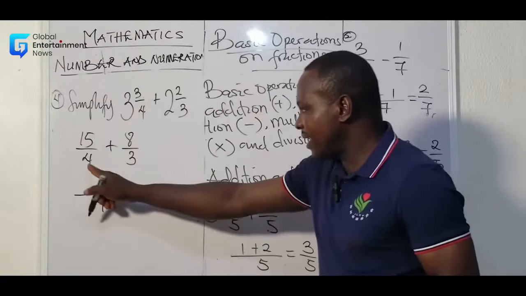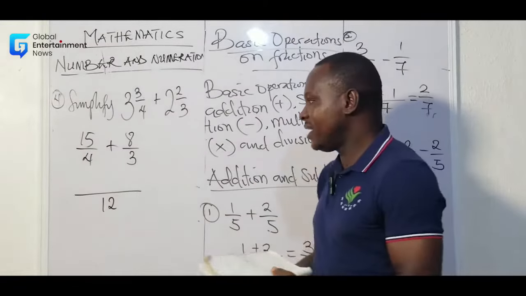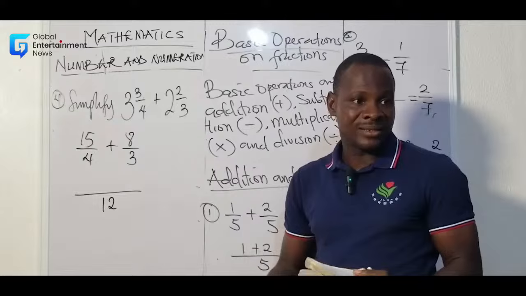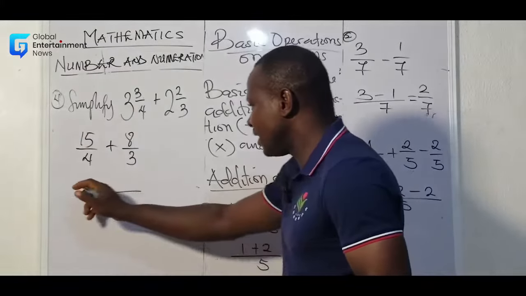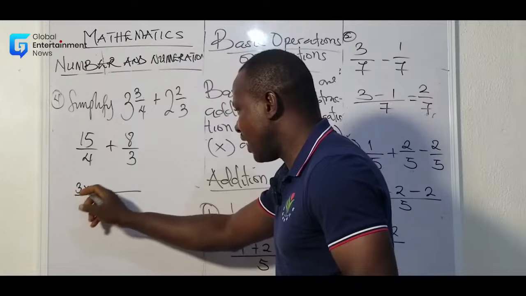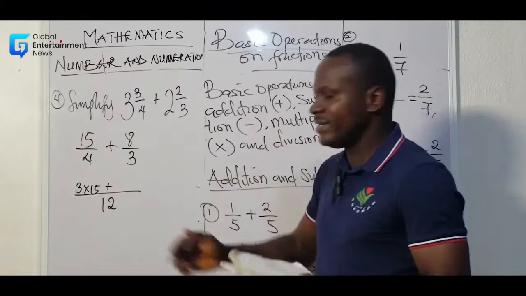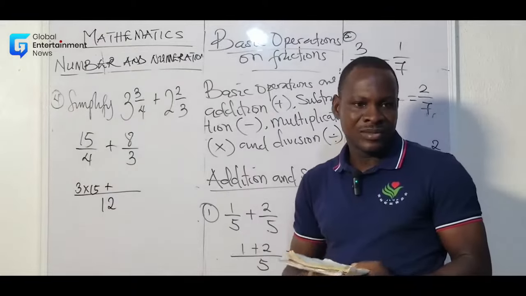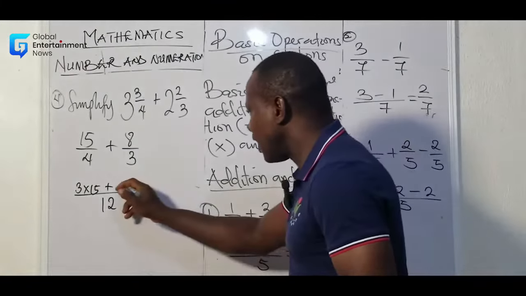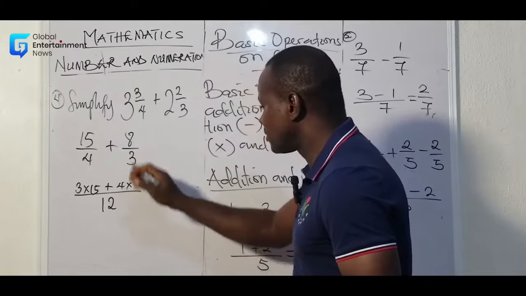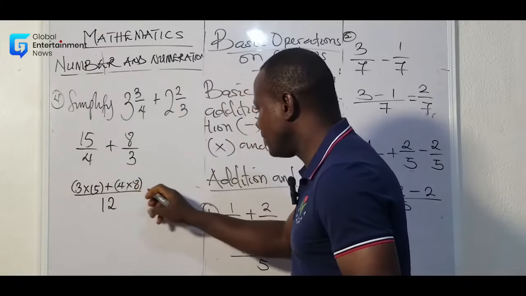So how many 4 can we see in 12? That is 3, Abby. So we now say 3 times 15. Then plus, how many 3 can we see in 12? That is 4. 4 times 8. So 3 times 15, 4 times 8.